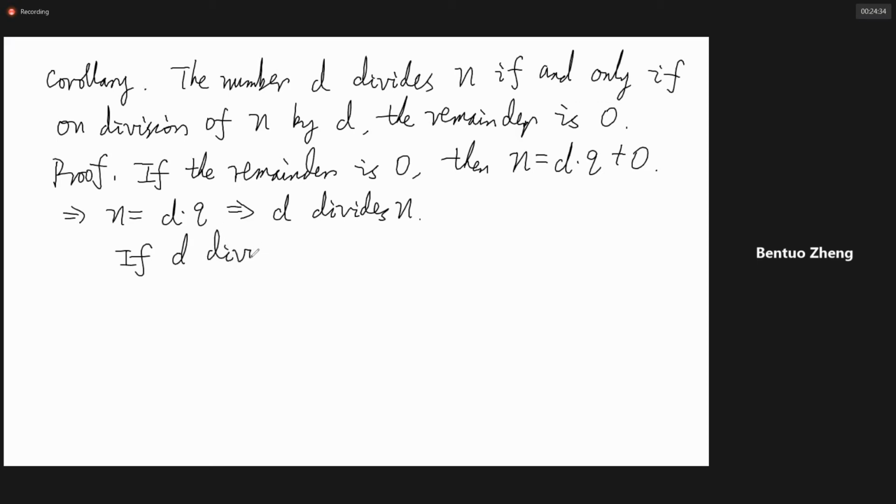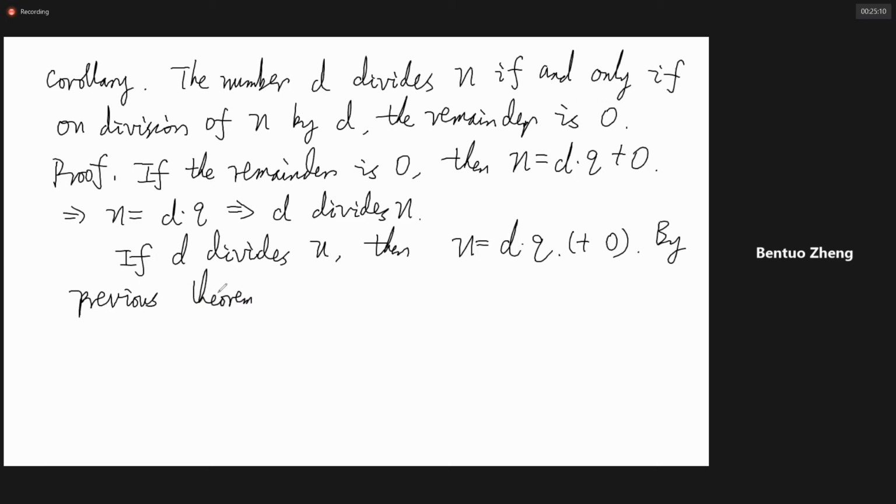On the other hand, if d divides n, then n is equal to dq by definition. Okay, now we need to use the previous theorem here because this representation is unique. So this is equal to dq plus 0, okay? So by the previous theorem, the remainder is 0. All right.